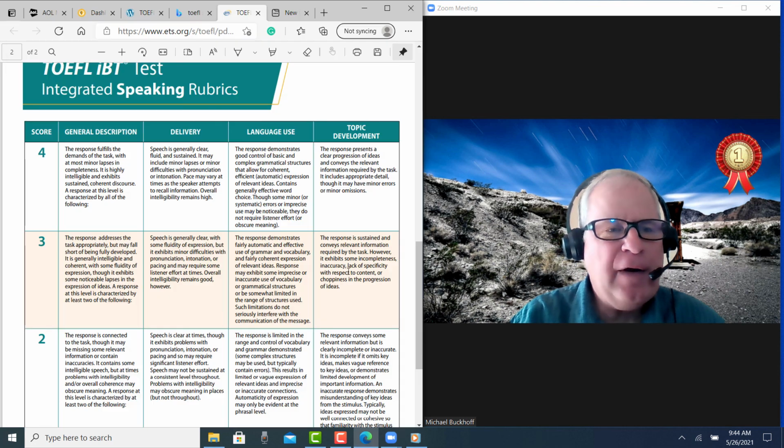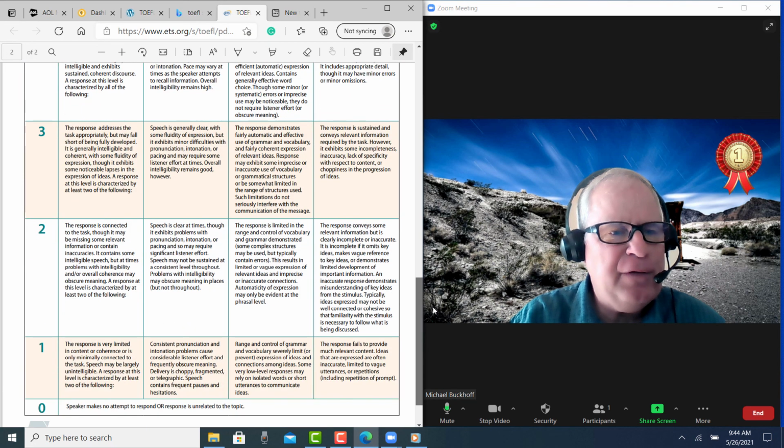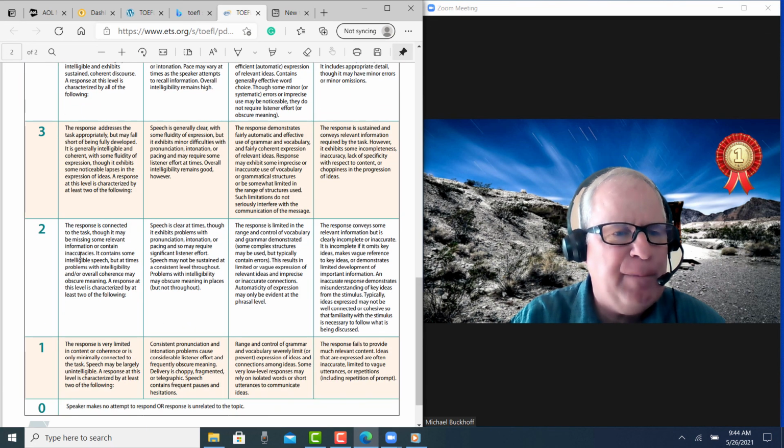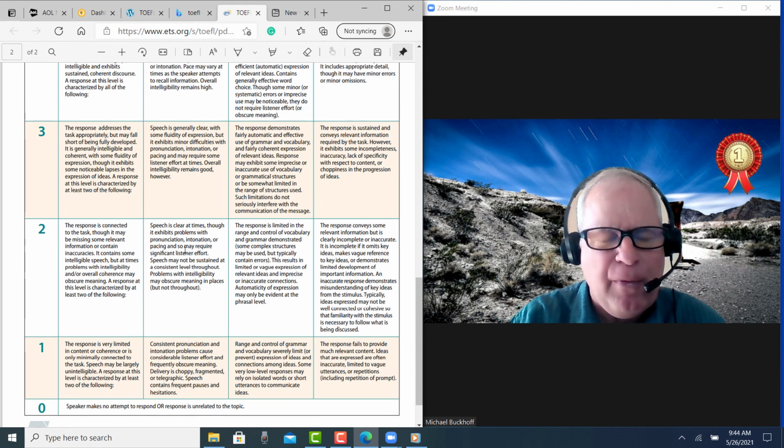So, if I go back to the rubrics here, I'm putting you in the 2 range on this one. I'm going to say 2.5 to 3. I'm going to put you maybe 19 to 20 points out of 30 on this. I think you had a combination of problems with both delivery and also language use.